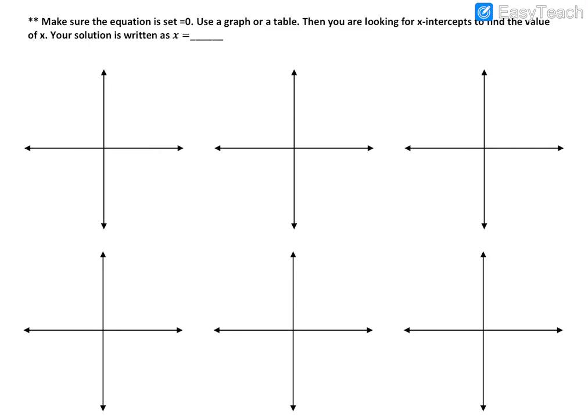So when we are solving by graphing or solving by using a table, you're going to make sure your equation is set equal to 0. Then you're going to use the graph or table and graph the similar function. And then you're looking for the x-intercepts to find the value of x. Your solution is always written as x equals a number.